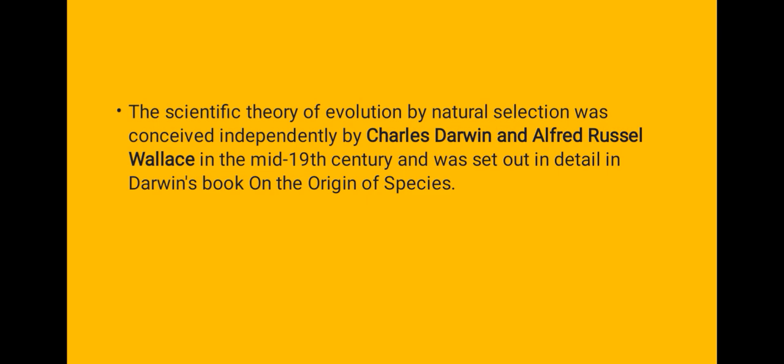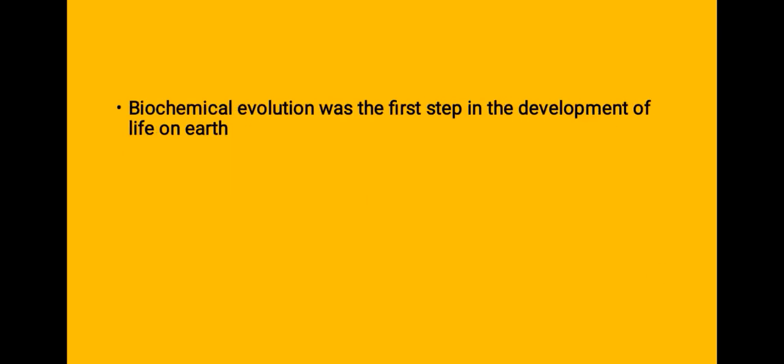Molecular evolution. The scientific theory of evolution by natural selection was conceived independently by Charles Darwin and Alfred Russel Wallace in the mid 19th century and was set out in detail in Darwin's book on the origin of species. Biochemical evolution was the first step in the development of life on Earth.